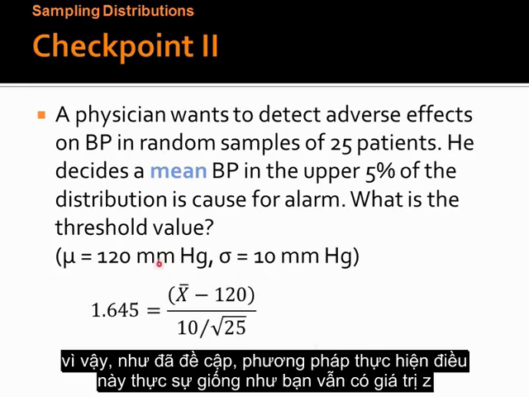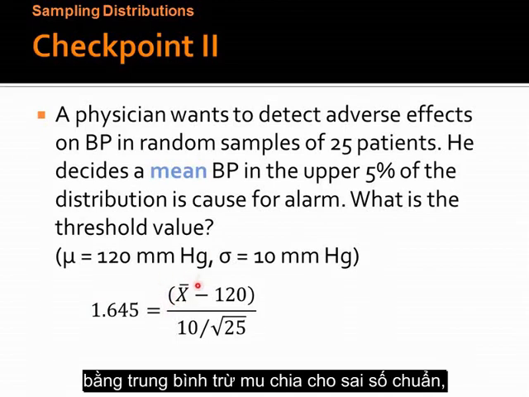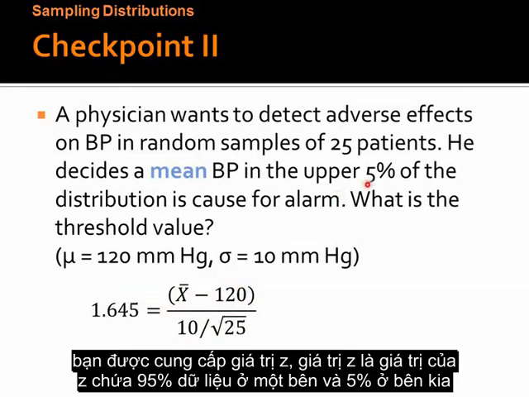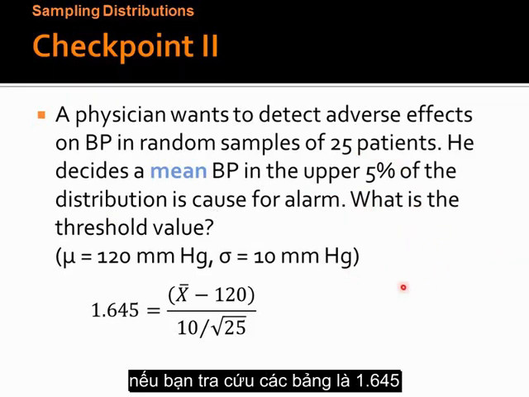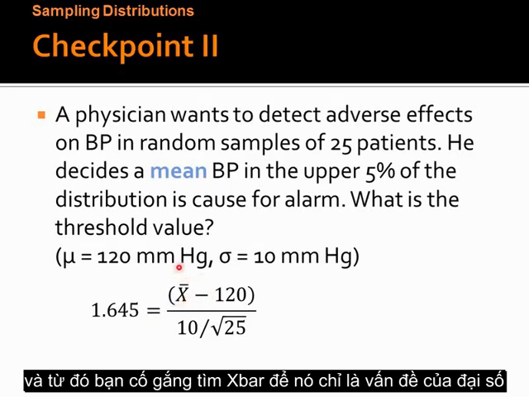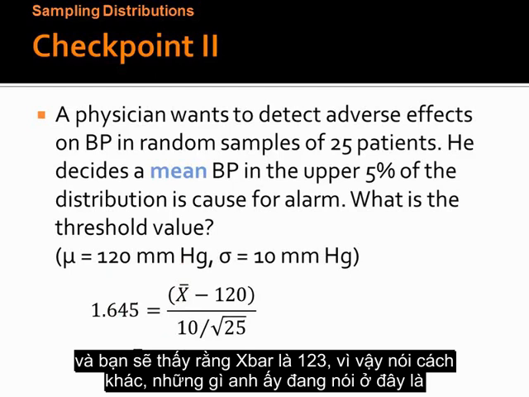As mentioned, the method of doing this is actually about the same. You still have the z value equals x bar minus mu divided by standard error. The standard error part and the mu part don't change. What changes now is you're given the z value, which is the value of z that contains 95% of the data on one side and 5% on the other. If you look up the tables, that's 1.645. And from there, you try to find x bar. It's just a matter of algebra, and you'll find that x bar is 123.